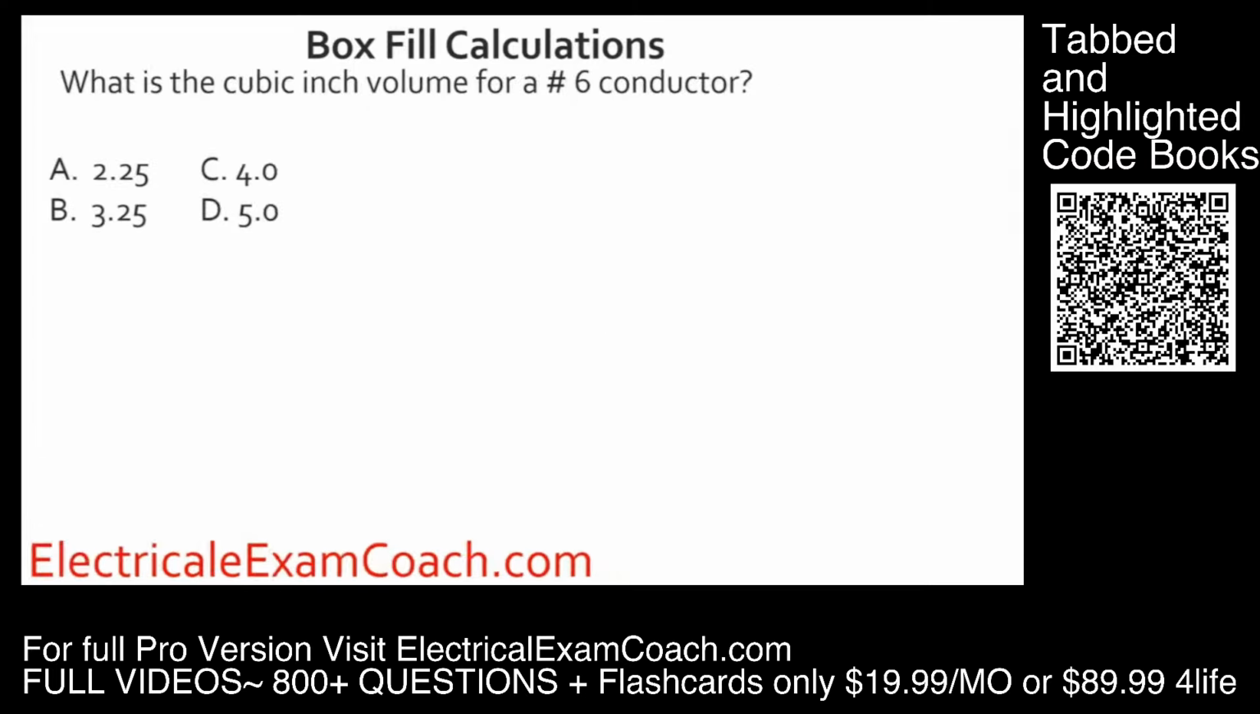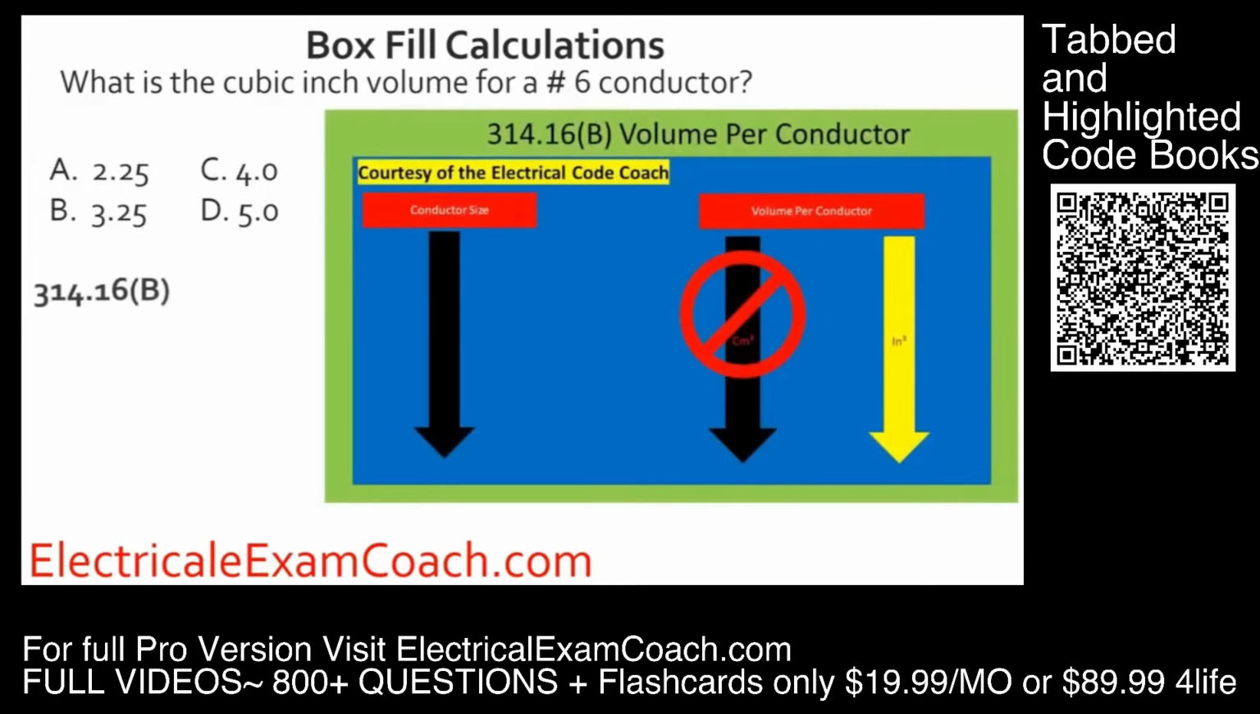What is the cubic inch volume for a number 6 conductor? For this one, we're going to head to 314.16(B). We're going to start here on the left-hand side of the table and find our size conductor. Then we're going to come over and cross over to our cubic inch volume, and we're going to select D. Great job.